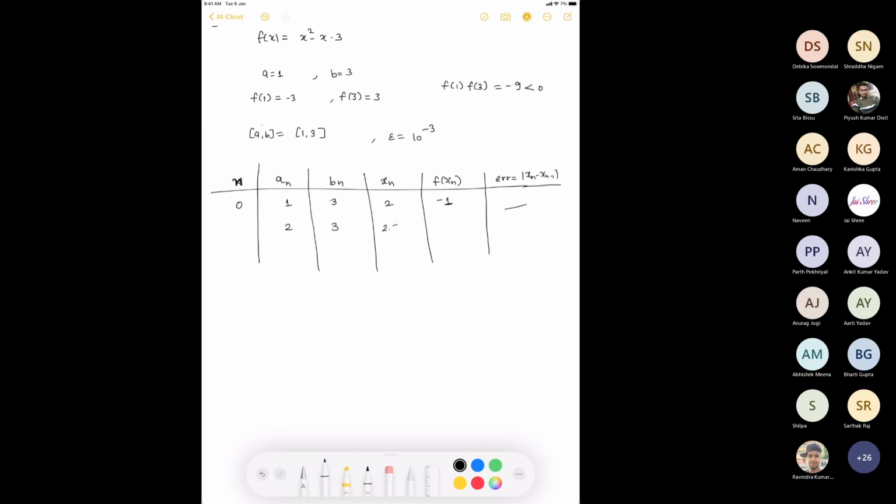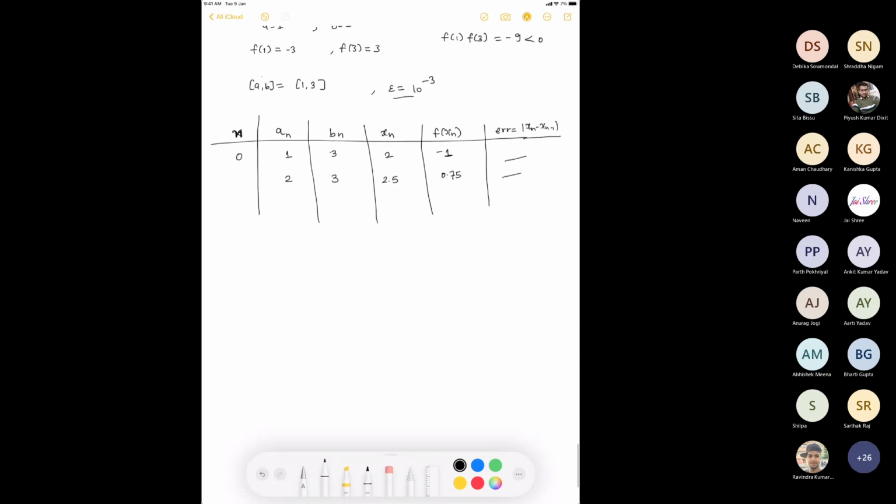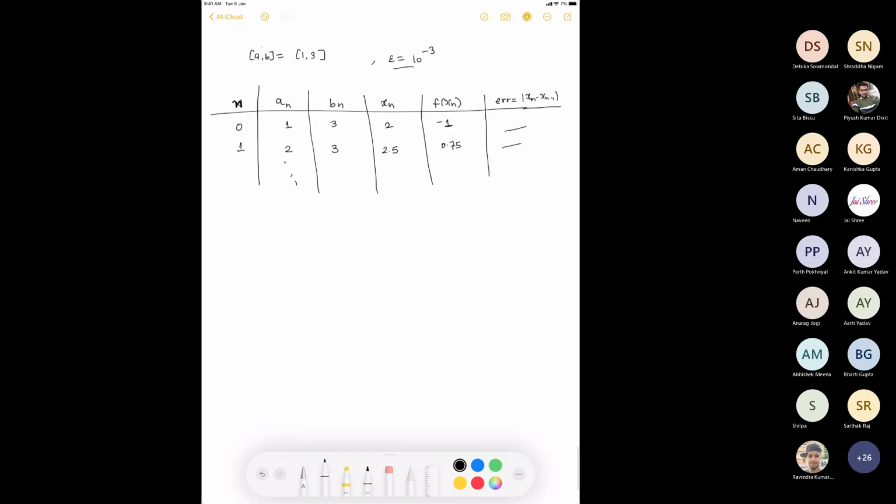Again, I will find the midpoint and I will evaluate the function value at this midpoint. You can compute it. I already have this number. What is it? 0.75. Okay, and you can find the error also here. So likewise, you can repeat till you reach the desired accuracy. Okay, so I'm leaving it here. I'm just trying to tell how you will compute it. Okay, I hope the idea is clear here.